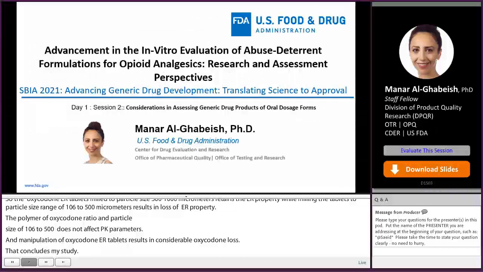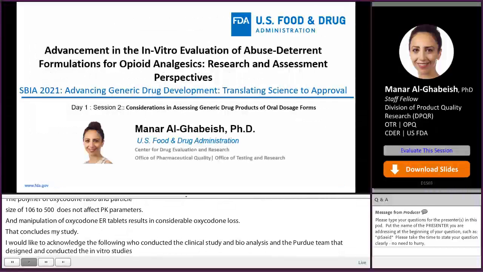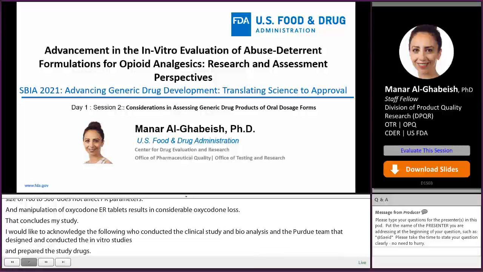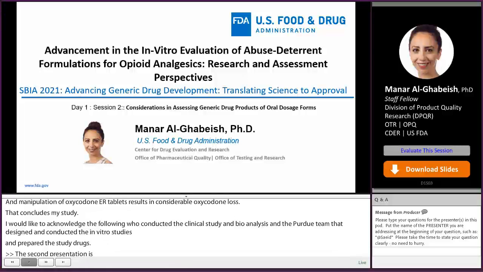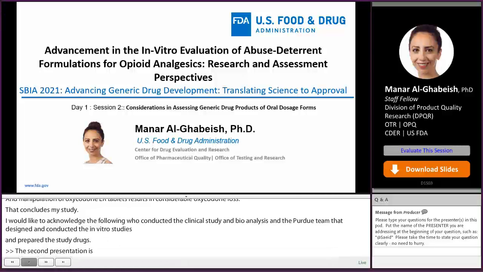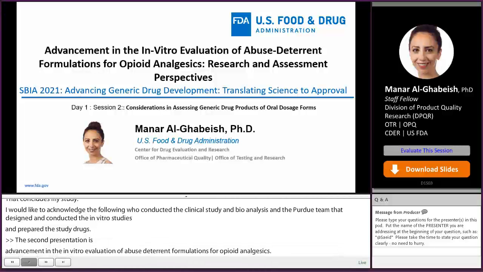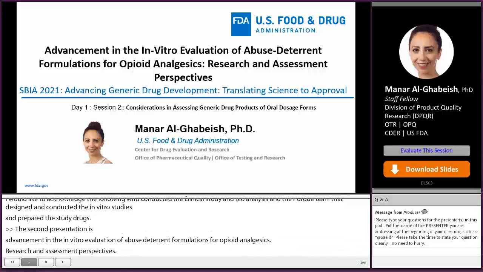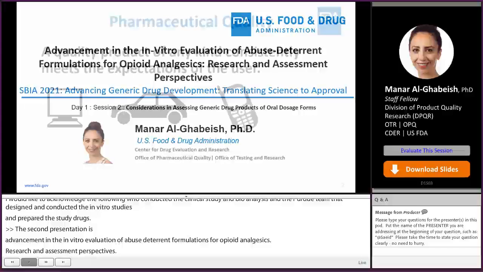The second presentation of this session is also related to abuse-deterrent formulations of opioids, but the focus will be on the consideration in assessing the in vitro studies. The title of this presentation is Advancement in the In Vitro Evaluation of Abuse-Deterrent Formulations for Opioid Analgesics, Research and Assessment Perspectives. I am Manar Al-Ghabeish, and I will be pleased to guide you through this presentation. I'm from Office of Pharmaceutical Quality, Office of Testing and Research.